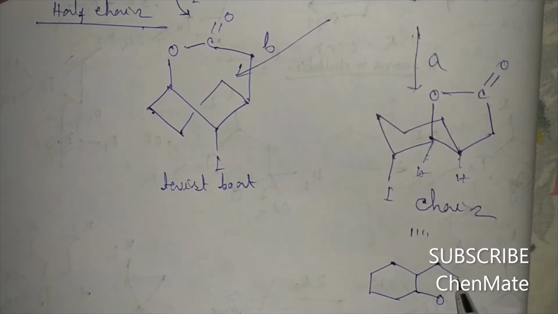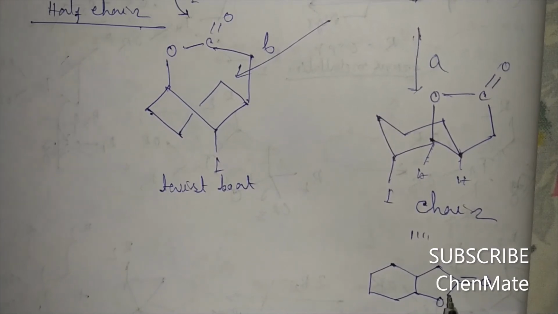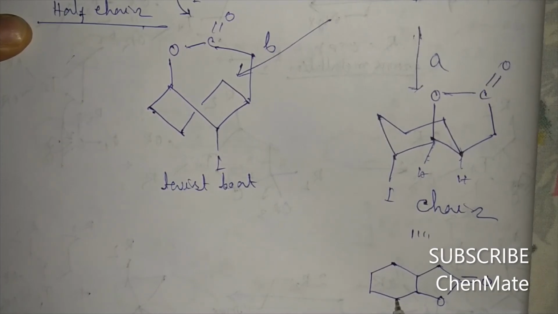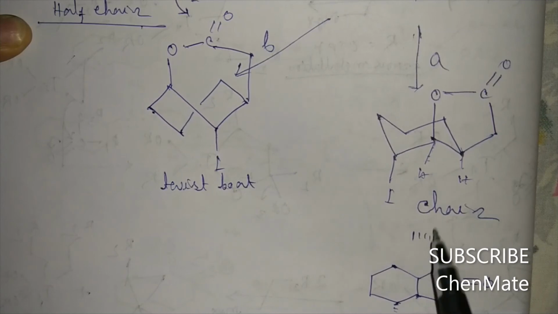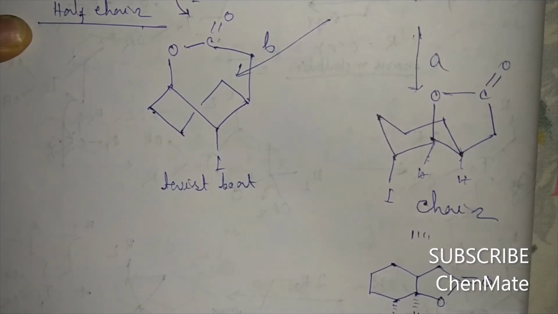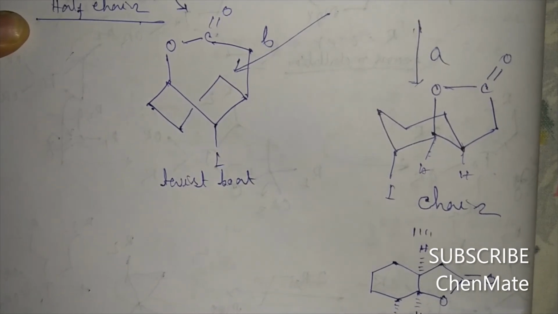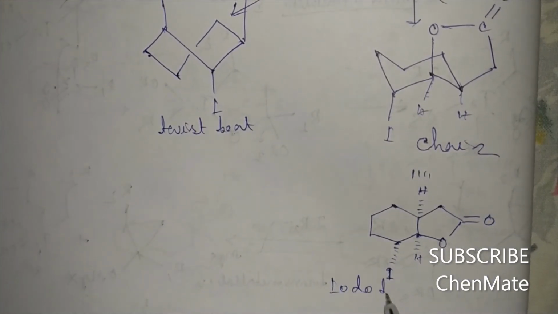Here will be oxygen. This is a lactone, 5-member lactone ring, and here there will be hydrogen below the plane. Iodine. Here there will be iodine below the plane. The hydrogen here below the plane, and here also the hydrogen is below the plane. So this will be our product. This is called iodolactone.